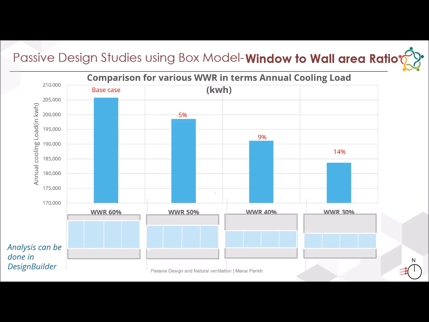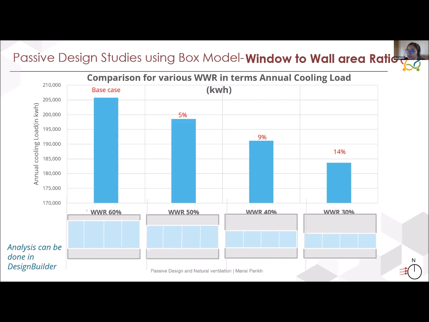Mansi, just a quick thing. So we have a question. What is the percentage in red color? What does it signify? Could you answer that? Absolutely. Yeah. So this is what I have done in all of these cases. We require a base case to check how other cases are performing as compared to one particular case. So say for example here, 60% is the base case and 5% is the reduction in the annual cooling load as compared to the base case.